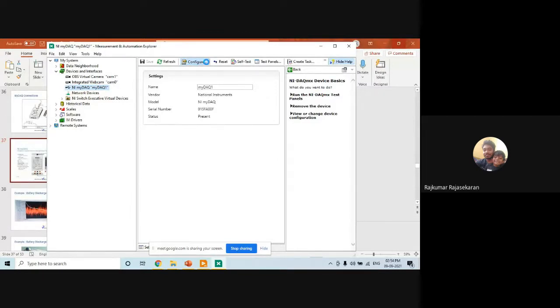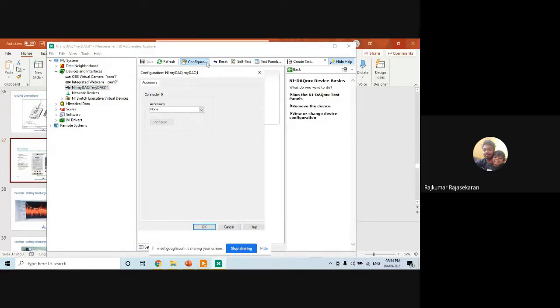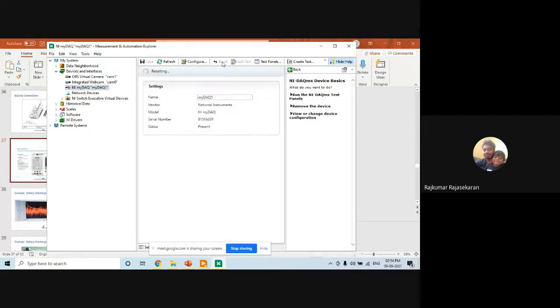For this particular card, configuration will not be that much. You can set additional templates and additional components if you need them. If you want to test it, you have a function called test. If you want to quickly test the hardware, that also can be done easily.